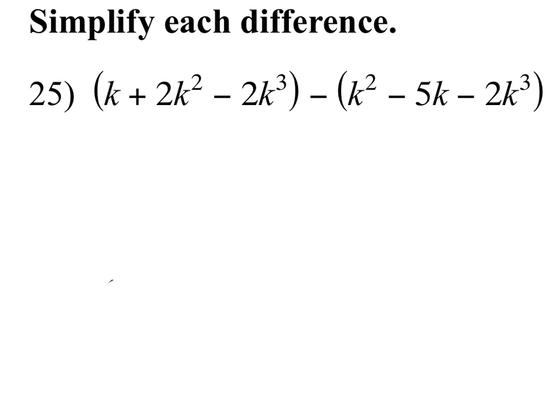Here we've got a combination of like terms. I'm going to start with my first piece, k, and I'm going to look over here. I've got minus 5k. K minus negative 5k is going to be positive 6k. 2k squared minus k squared is going to be 1k squared. And then negative 2k to the third minus negative 2k to the third cancels out. That would give me 0 as an answer.